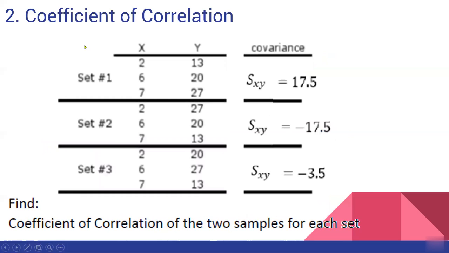All right, now let's have a look at how do we calculate the coefficient of correlation using the previous example. In previous example we have 3 data sets and we have calculated their covariances as follows. The question now becomes, how do we calculate the coefficient of correlation of the two samples for each set? I'll show you the solution for the first set, and I'll leave the other two for yourself.